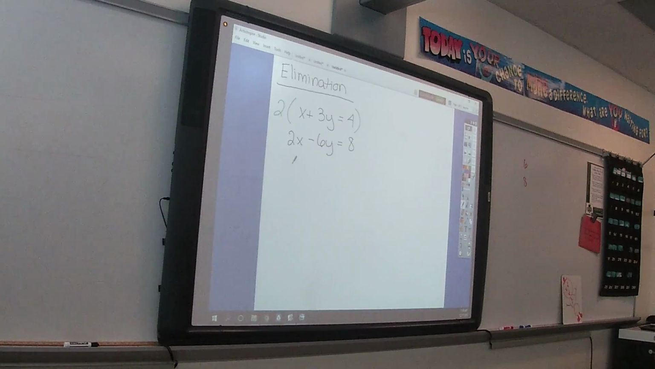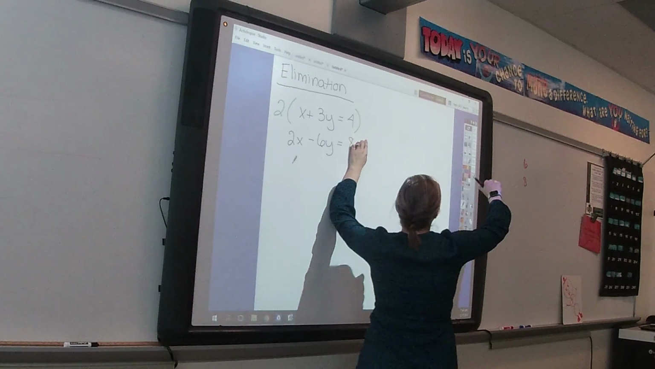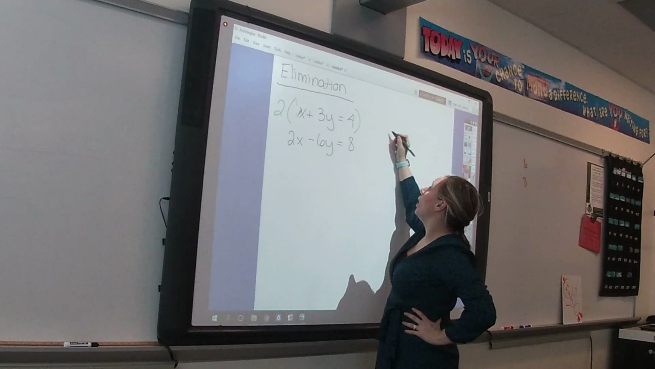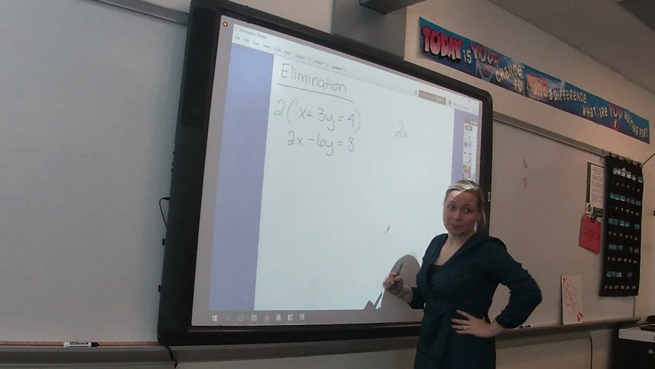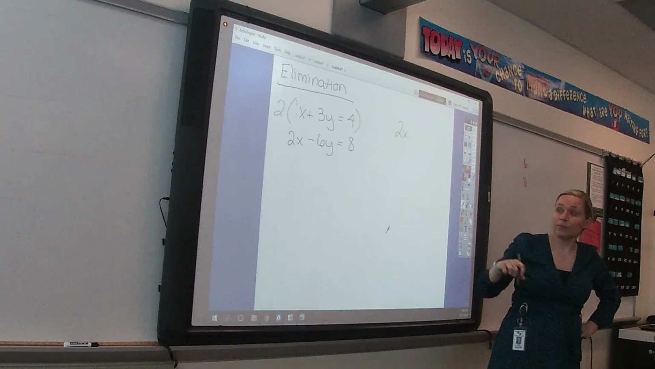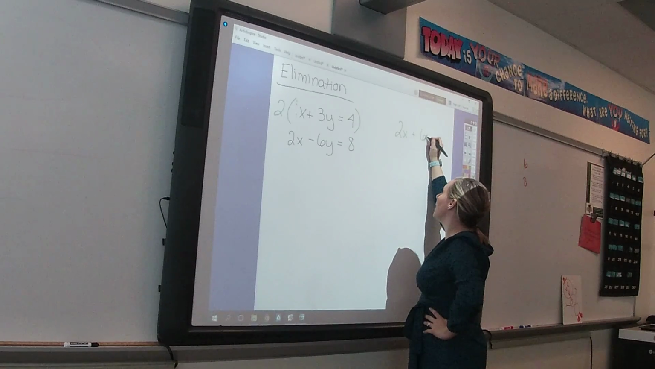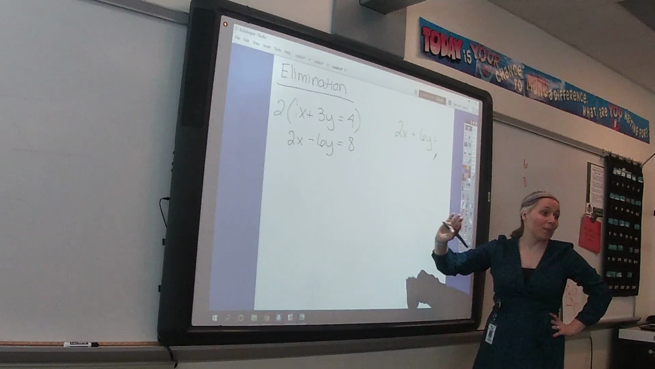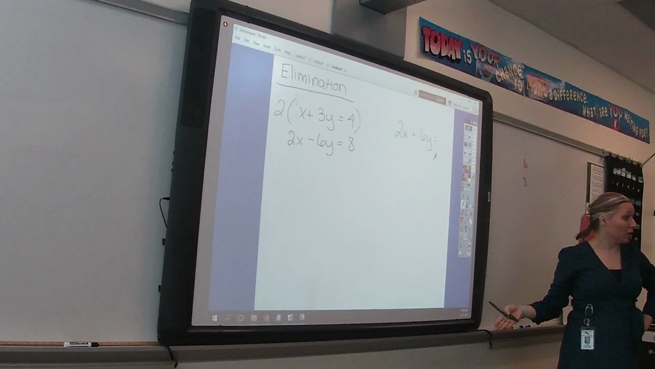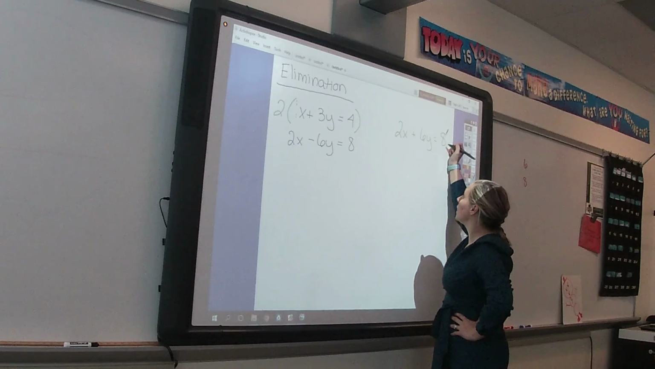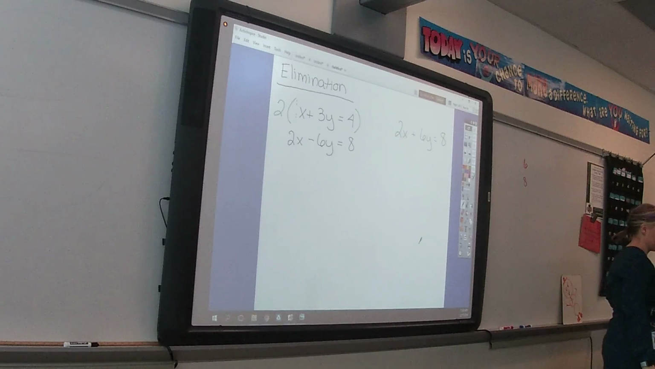So the top equation, when we multiply that 2 all the way through, is going to give us 2 times 1, which gives us a 2x. 2 times 3, which gives us a 6y. And just like yesterday, we have to multiply all the way through. So it has to go all the way over to that 4. 2 times 4 is 8.